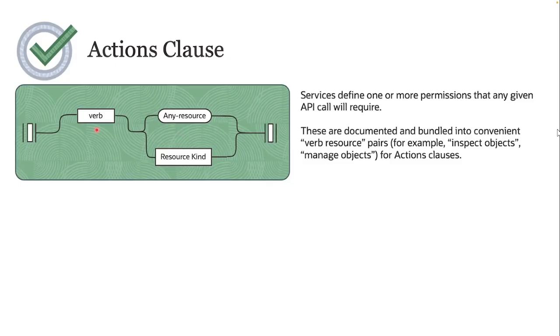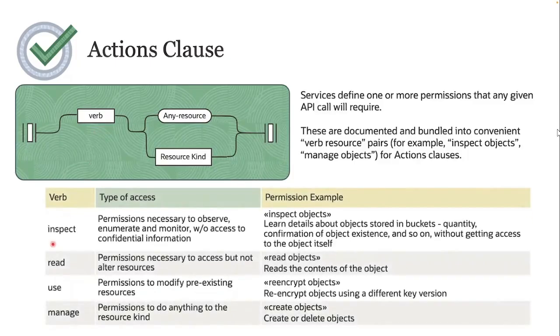So what are the different levels of verbs available? Well, it is inspect, read, use, and manage. And as you go down the hierarchy, the access level increases. As you can see here in the description, for inspect, you can basically observe and monitor and do nothing beyond that. Read means you have basic access, but not all the capabilities of that particular resource. Use means you can use the permission to modify pre-existing resources. And with manage, you can basically do anything on the resource.